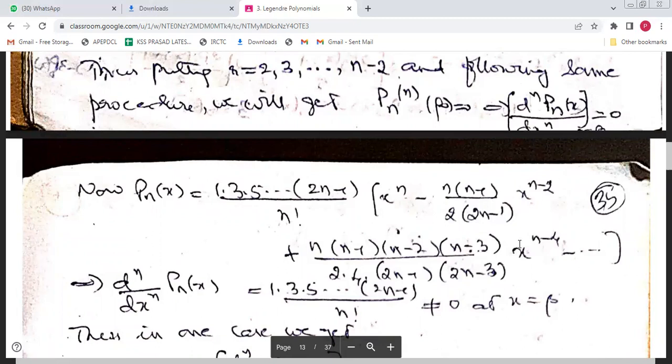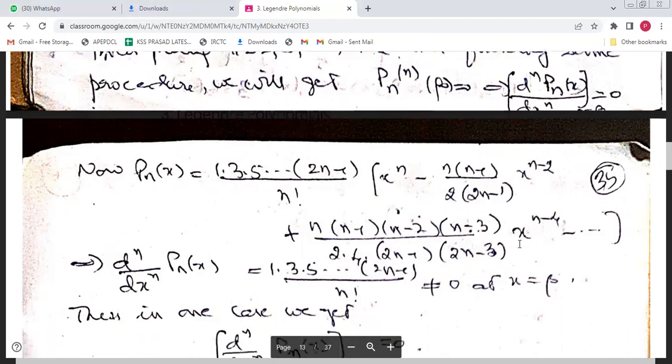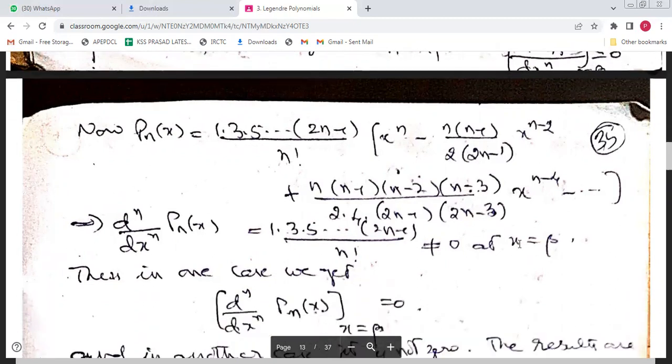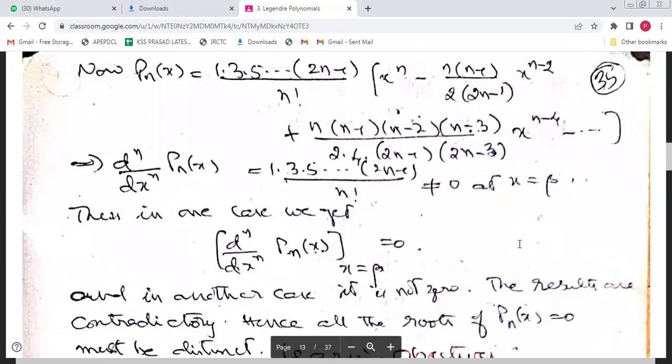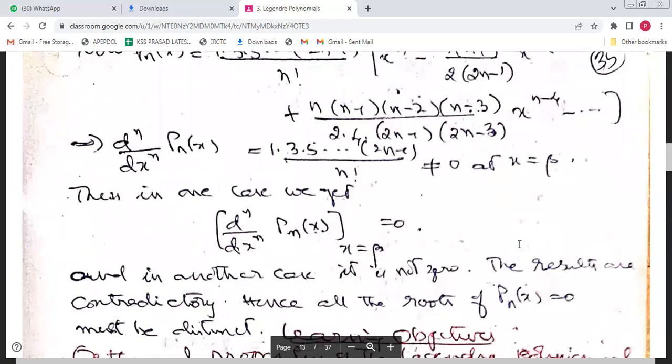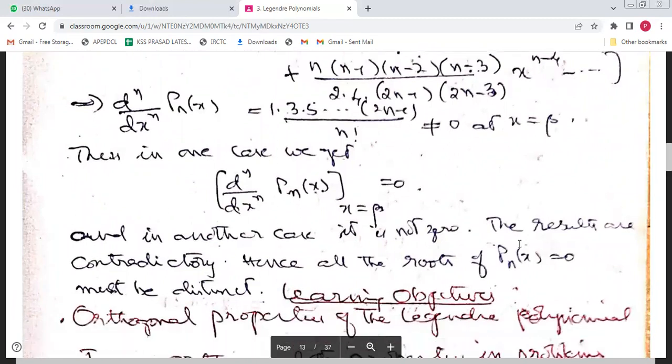2n minus 1 divided by n factorial, which is not equal to 0 at x equal to beta. Thus, in one case, we get the nth derivative of the polynomial at x equal to beta becoming 0, and in another case, it is not becoming 0. So the results are contradictory. Hence, we say that all the roots of Pn of x equal to 0 must be distinct.